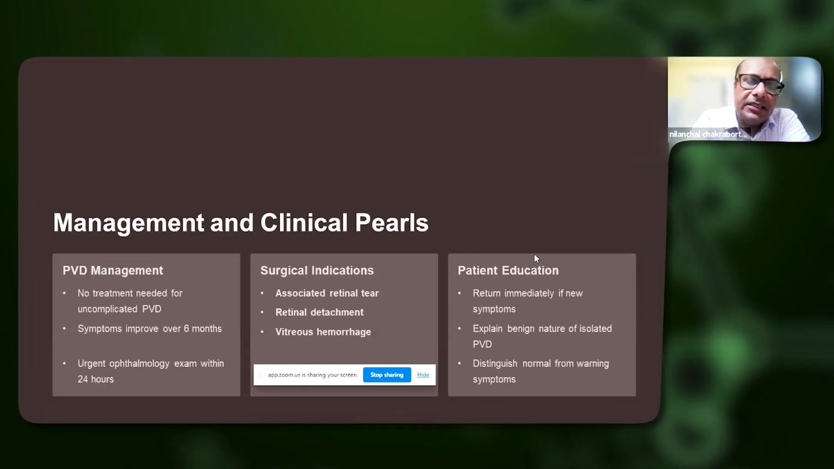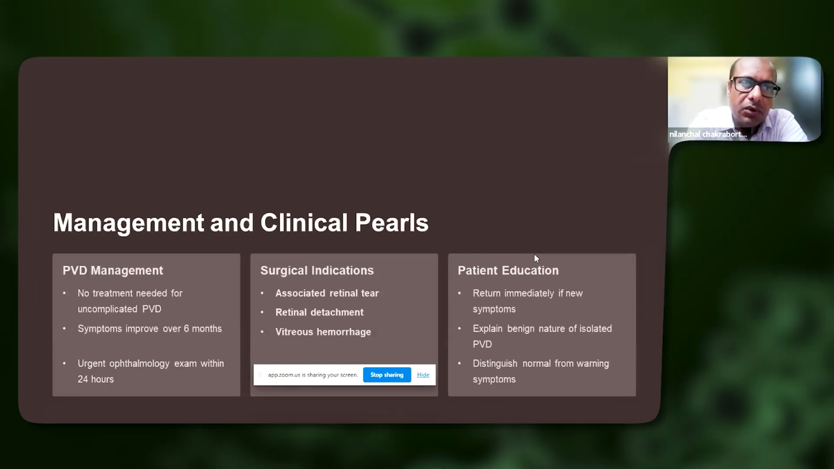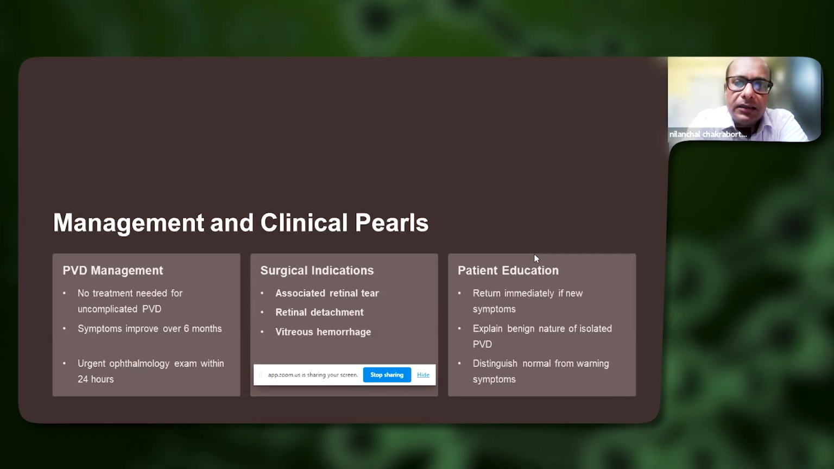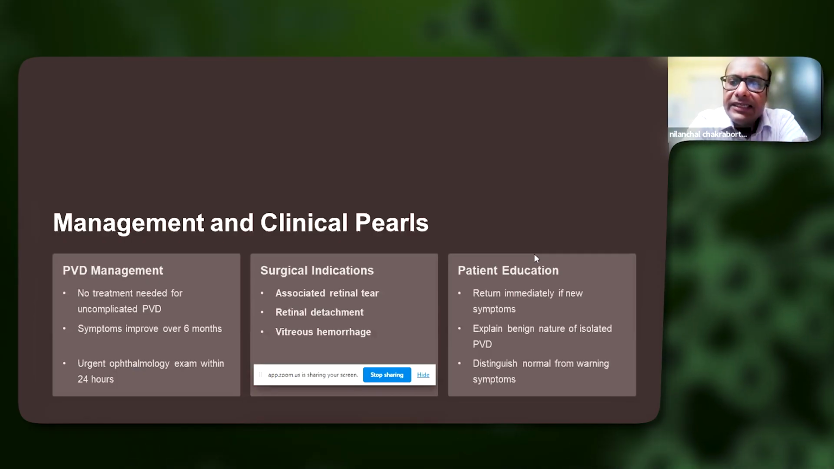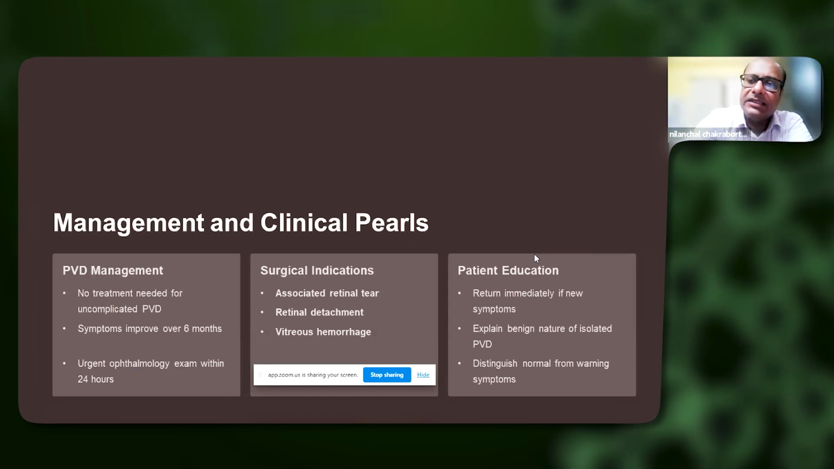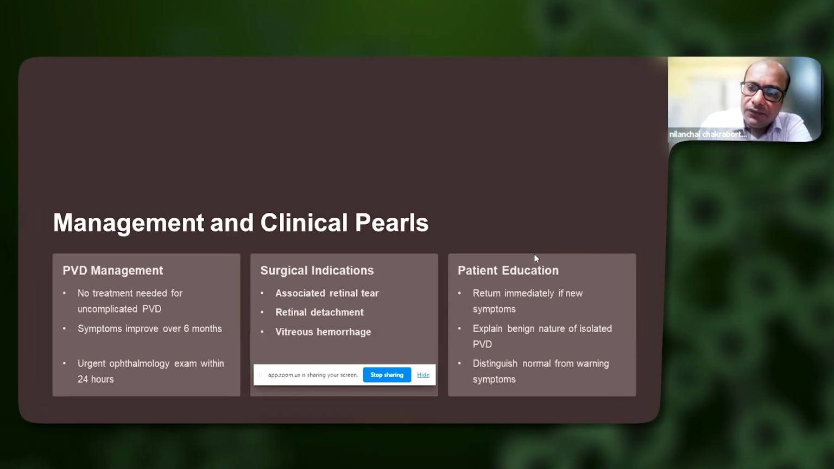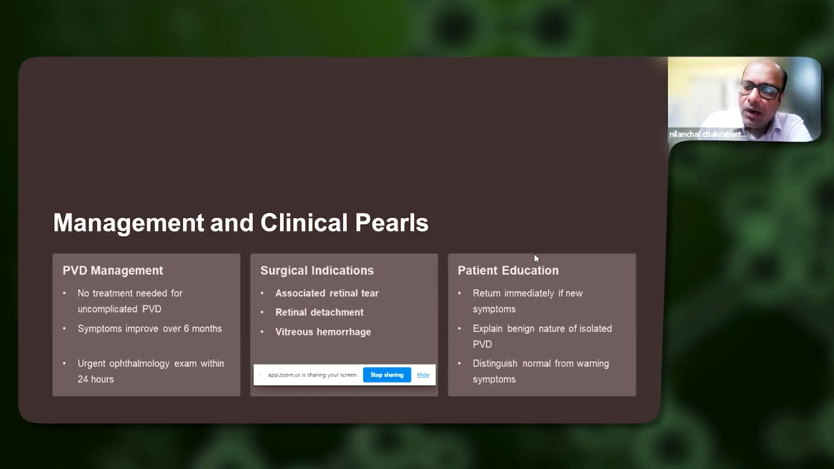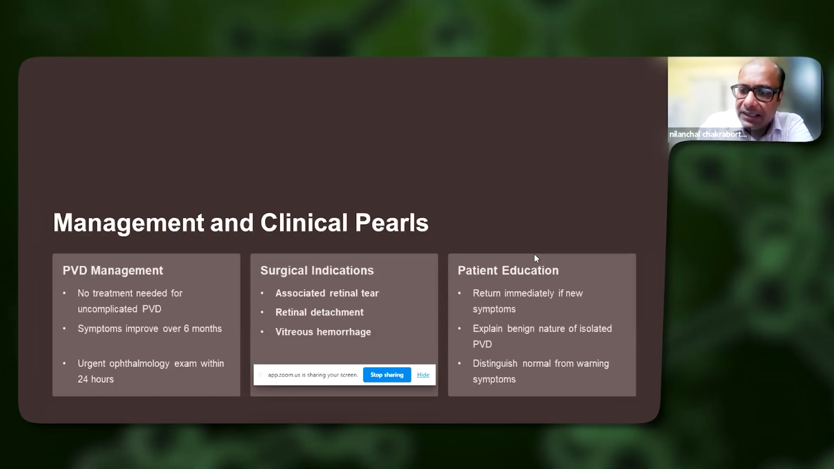So management in a physician's clinic is very simple. You just refer to an ophthalmologist, but otherwise vitreous hemorrhage and retinal detachment are basically ophthalmic emergencies. So the patient has to be controlled in terms of the comorbidities and warned about the dangerous signs so that he can be referred to an ophthalmologist as quickly as possible.